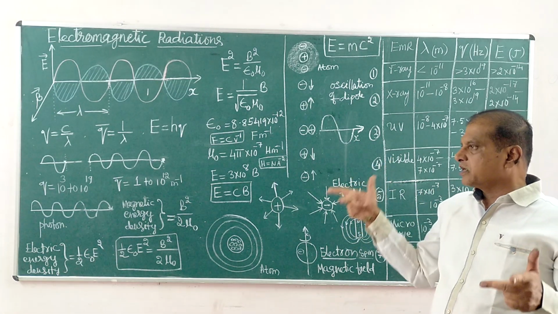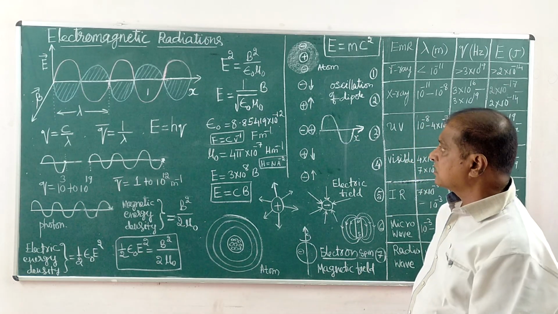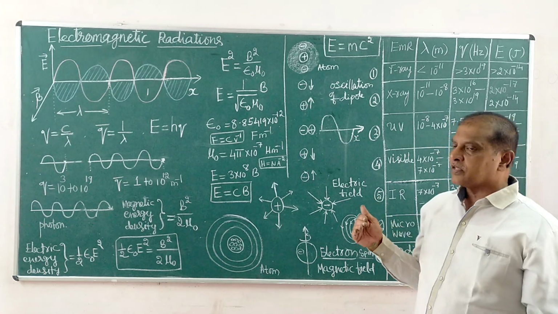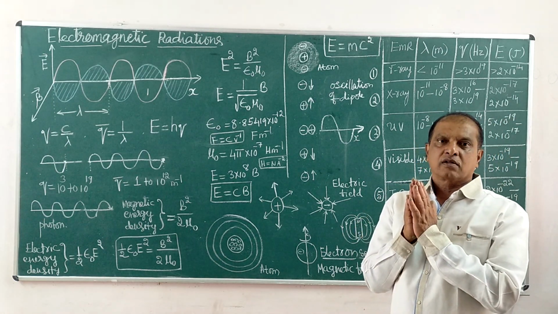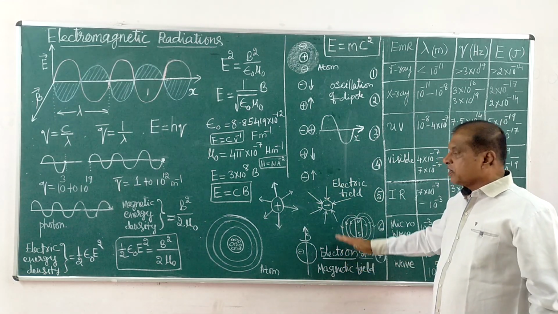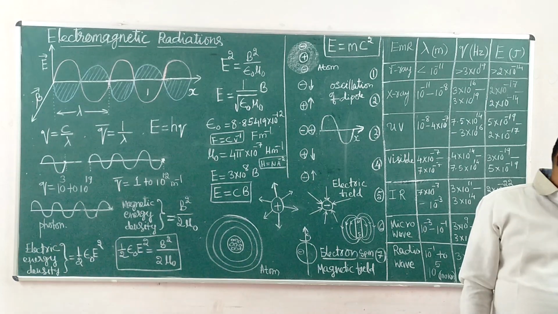That is Fleming's right hand rule, Fleming's left hand rule. That has come from Maxwell's equation. Electric field and magnetic field are always associated with each other. Where the electric field changes, the magnetic field also changes. So this concept is very important to understand.